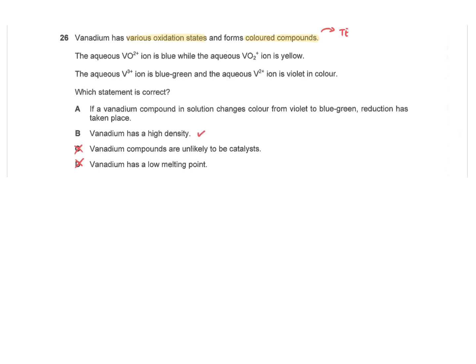What is left to be done is to check whether A is equally correct or not. The question states that it changes from violet to blue-green. Violet will be V2+ and blue-green is V3+. So this increase in charge, or the increase in oxidation state, would represent oxidation rather than reduction. So A is wrong.